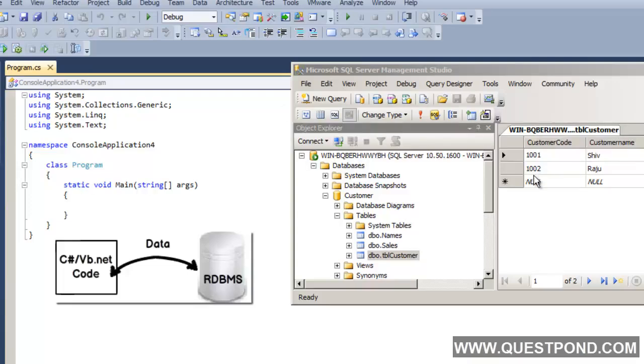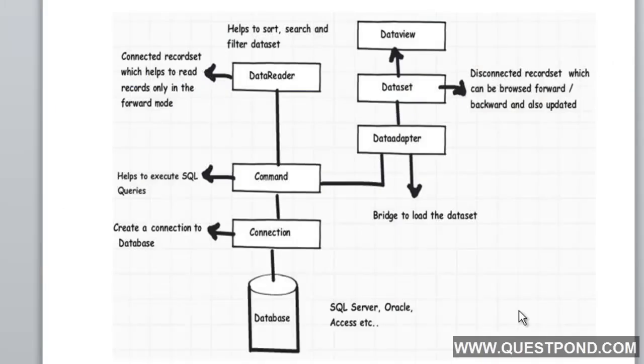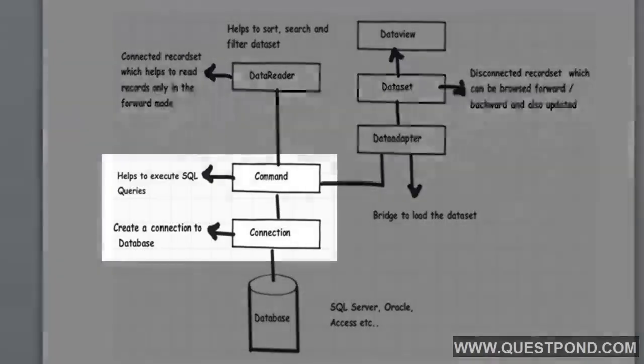Before we start demonstrating some examples, let's first try to understand the architecture of ADO.NET. Here's a simple architecture diagram. ADO.NET comprises 6 important components: connection, command, data reader, data adapter, data set, and data view. From these 6 components, 2 are compulsory: the command object and the connection object. Irrespective of whether you are doing an insert, update, delete, or select, you will always need the command and connection objects.